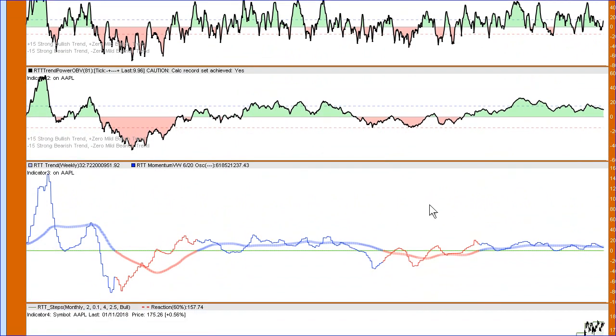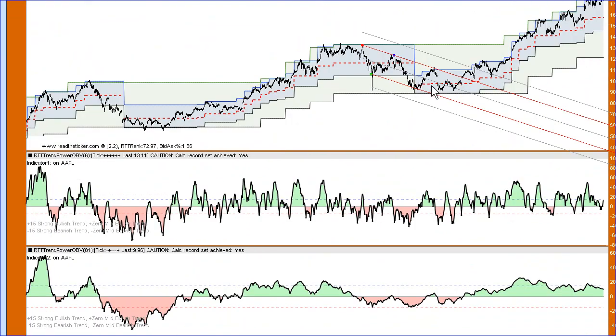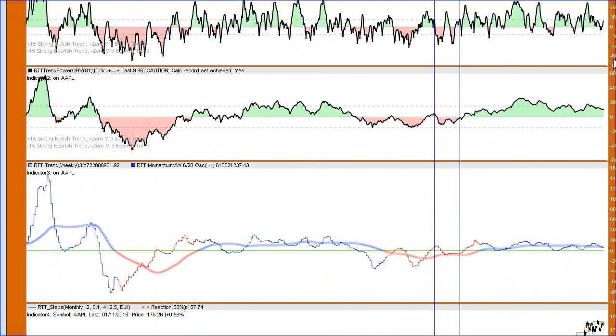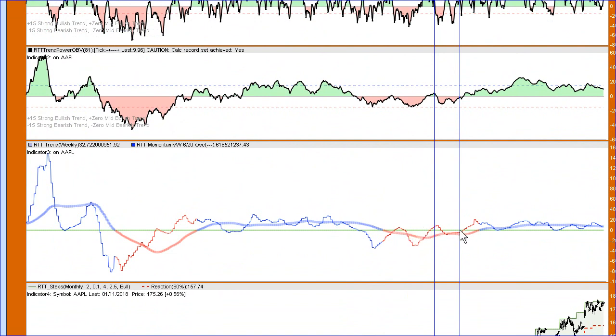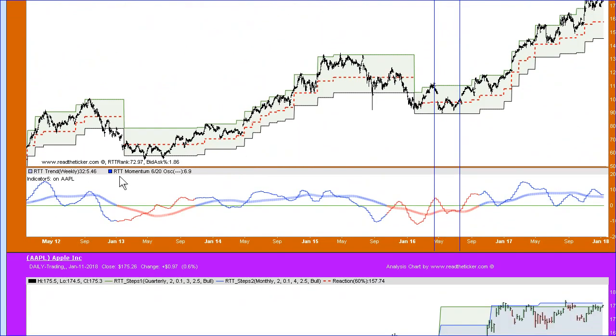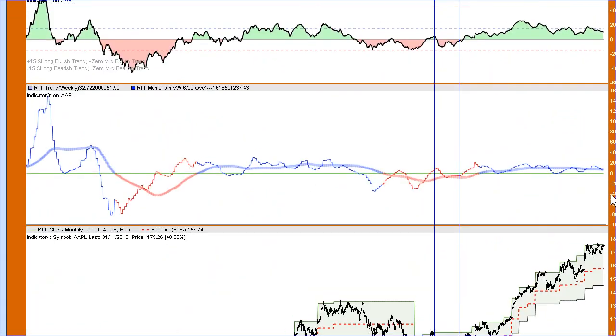We also have a momentum indicator. For example here we notice that momentum changed here because the lows were not getting lower. For example, lower low, not a lower low, a higher low. And that was easily referenced by our indicator here. This is RTT momentum VW, which is a volume weighted indicator. We also have the RTT momentum just based on price. So you can choose which either one you want.